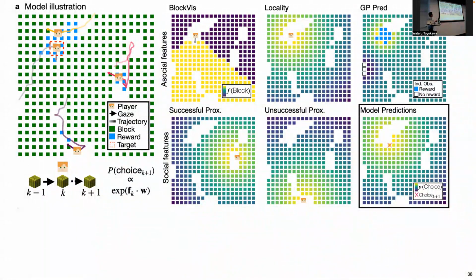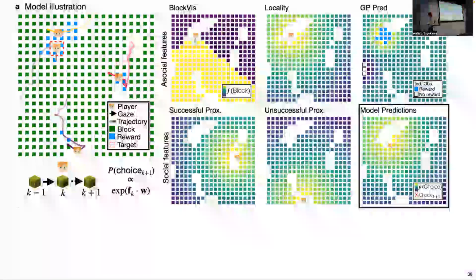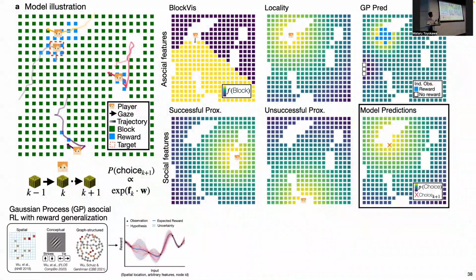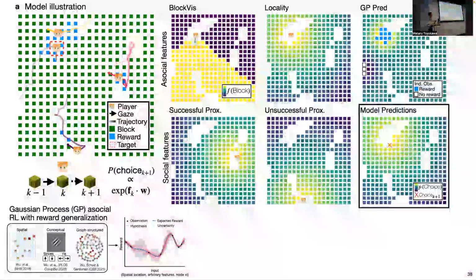We start with some very simple asocial features. These asocial features capture things like which blocks are visible, right? Blocks that are visible are more likely to be selected. Blocks close by are more likely to be selected. And here we've actually implemented a reinforcement learning model that also uses a generalization process. So this is more complicated than Q-learning. Q-learning assumes every single option is completely unique and independent.